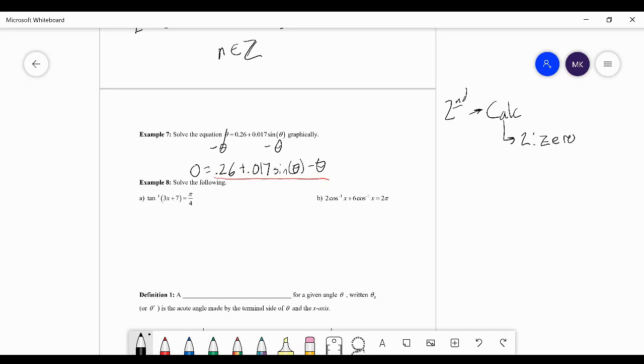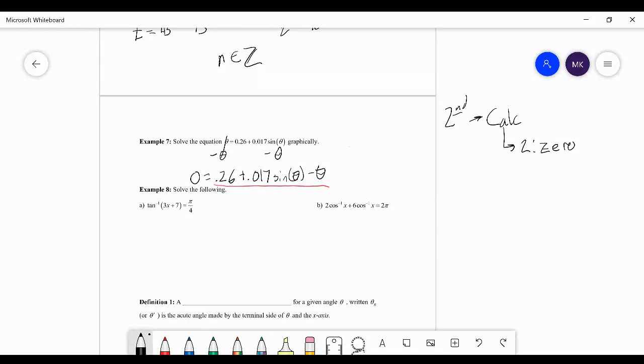And in this problem, what we end up with is theta is approximately 0.264. And that's it. That's all you have to do.